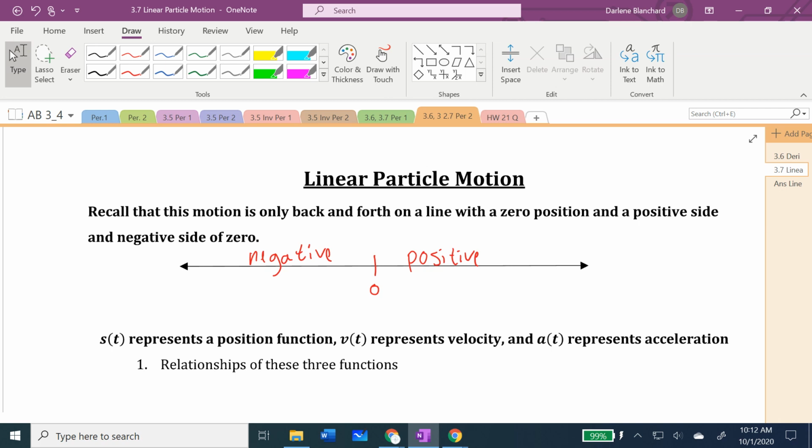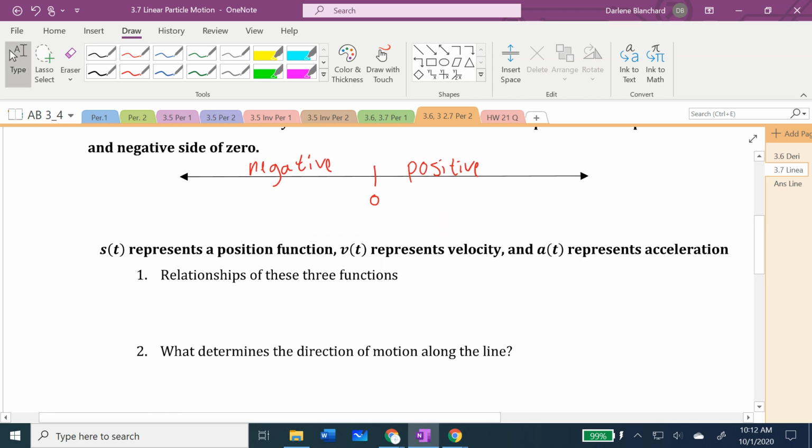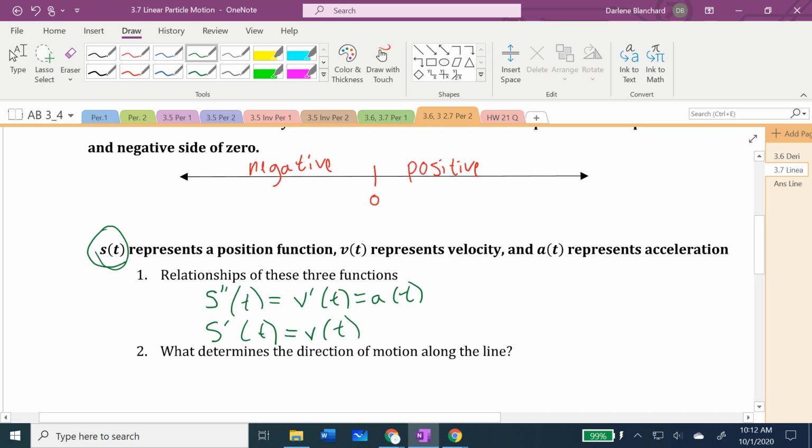Now, you should remember the relationships of your three functions. And I want to remind you, we have to use the letter S for position function, not D. And the relationship is that to get to acceleration, you have to do second derivative of position, which is the first derivative of velocity. And you can get to velocity by taking the first derivative of position. Now, what determines the direction of motion along a line?